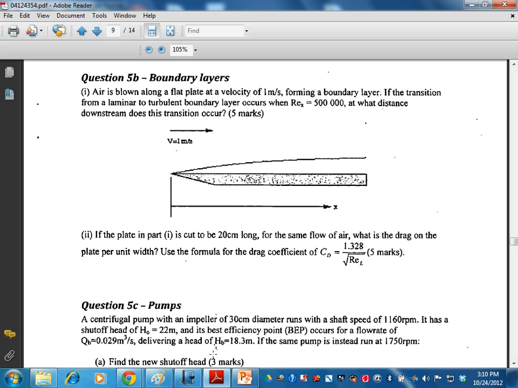Alright, let's do question 5B. Let's continue. Air flows along a flat plate at 1 meter per second forming a boundary layer. The transition from laminar to turbulent occurs at Re_x of 500,000. At what distance does this transition occur? Okay, that's pretty simple.